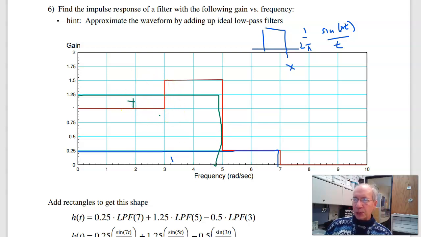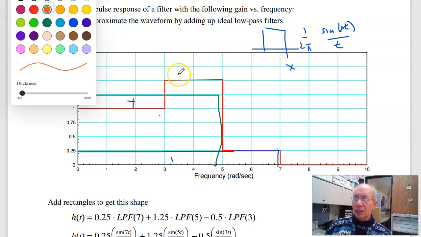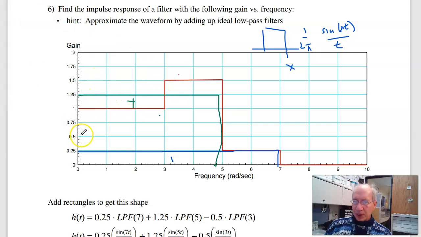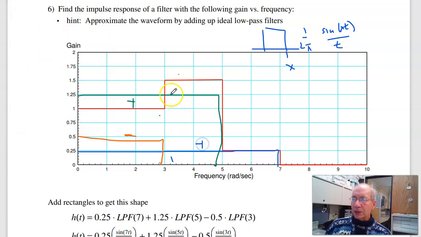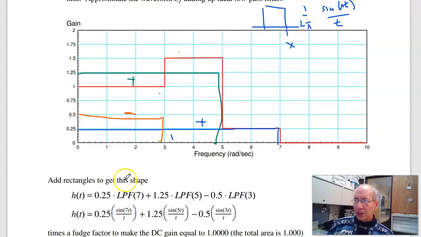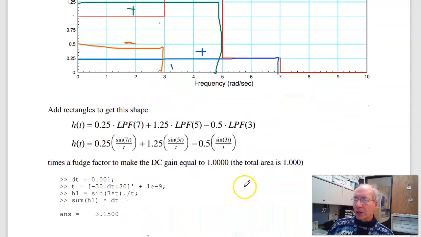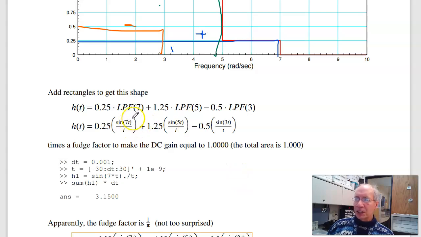Then I'll have to subtract out this part. That third one, let's do an orange. I'll subtract out 0.5, this guy. So there's a minus. So add these two, the green and blue, subtract the orange. Well, that B is 0.25 times the low-pass filter with a corner at 7, plus 1.25 times the low-pass filter with corner at 5, minus 0.5 low-pass filter with corner at 3. From the lecture notes, that's just a sinc function: sine of 7t over t, sine of 5t over t, sine of 3t over t.